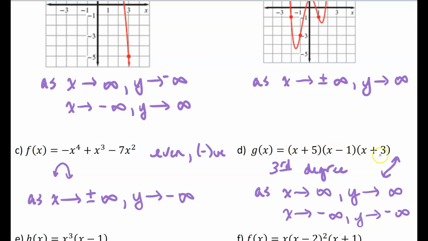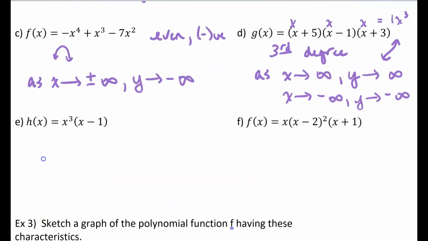Each of these x's is positive. This is a positive x. This is a positive x. That's a positive x. So if you multiply all three together, we're going to end up with a 1x cubed. Okay. All right. Let's do these last two together.